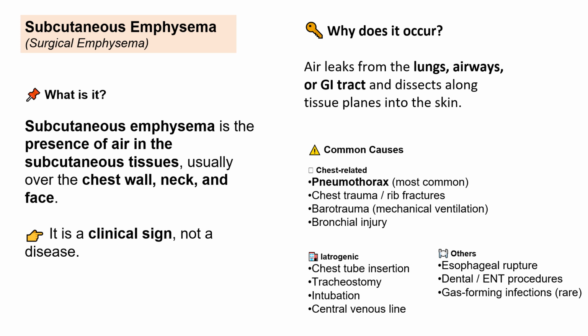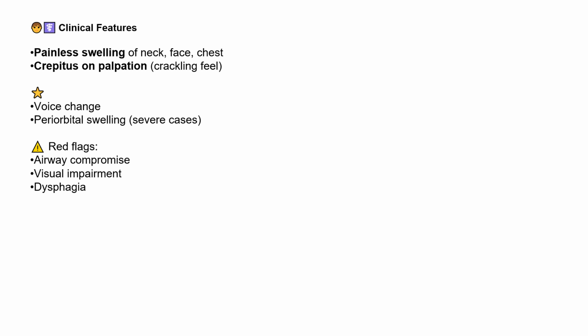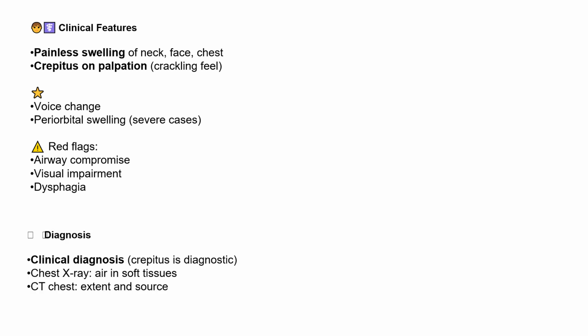So how can we diagnose? Clinical features are mainly painless swelling of the face or chest associated with crepitus on palpation. That is an important finding. Sometimes the patient presents with voice changes or periorbital swelling. Red flag signs are mainly airway compromise, visual impairment or dysphagia because of the massive air leak. In that instance, we have to act then and there to reduce the symptoms. Diagnosis is mainly clinical. We can check the chest X-ray or CT chest to identify the air in the tissue plane.